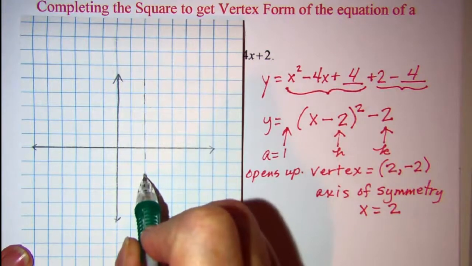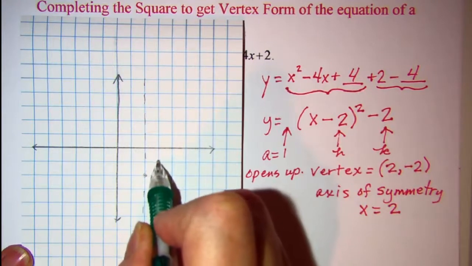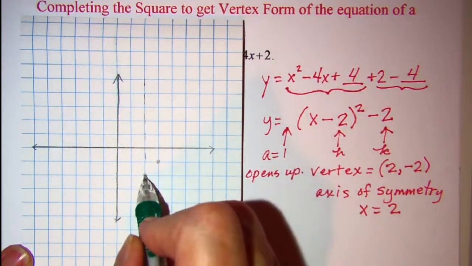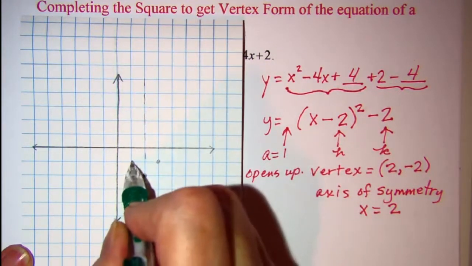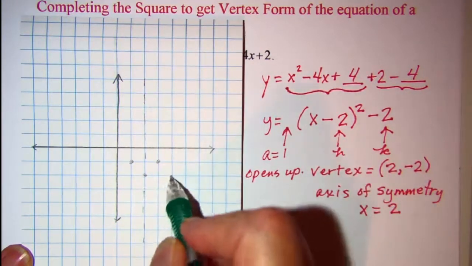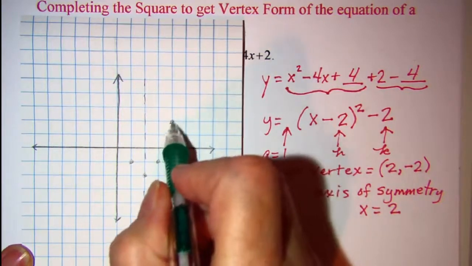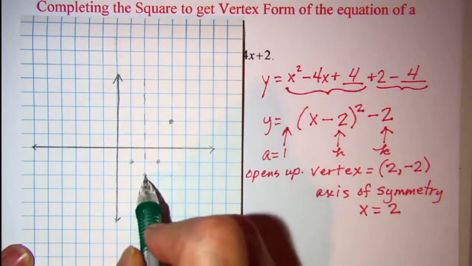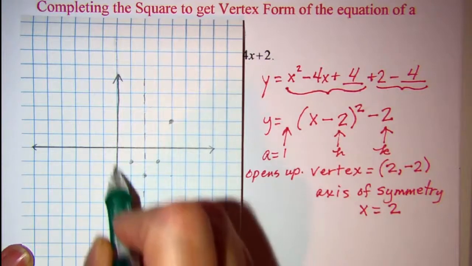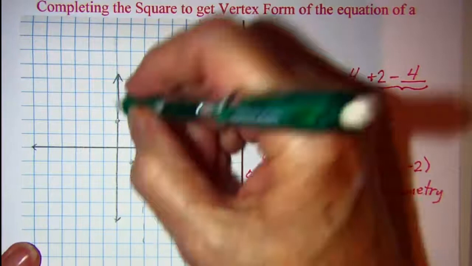When I move to the right 1 from my vertex, I go up 1. And when I move to the left 1, I go up 1. When I move right 2, I go up 4. And when I move left 2, I go up 4. So this is my parabola.